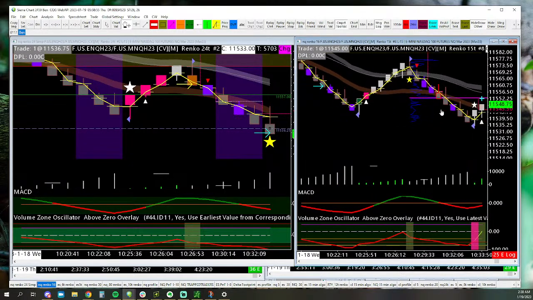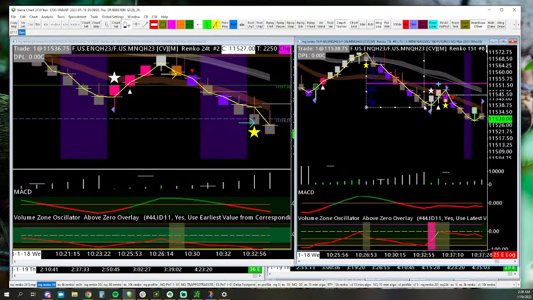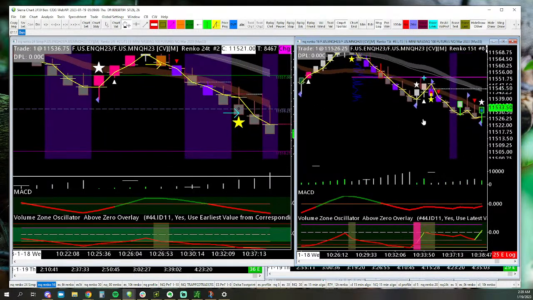See that? It just doesn't work. And then you get the continuation early. It says continue to short, and then there's your breakout signal. Boom. And now you're up 160 points.